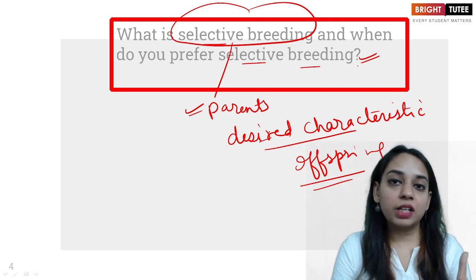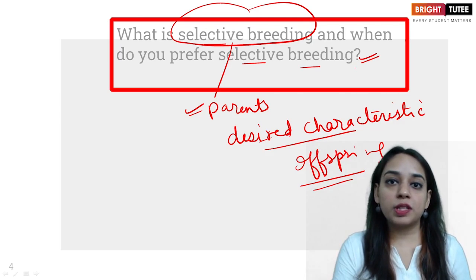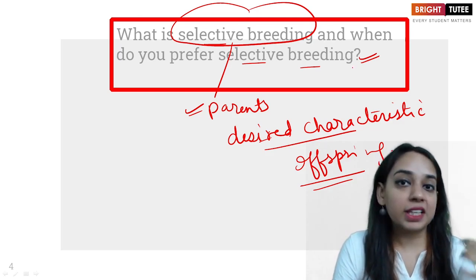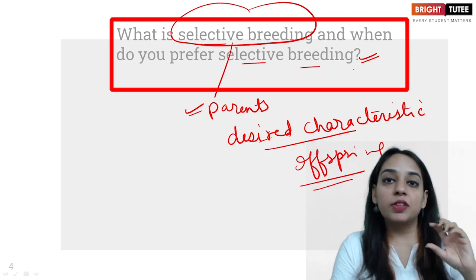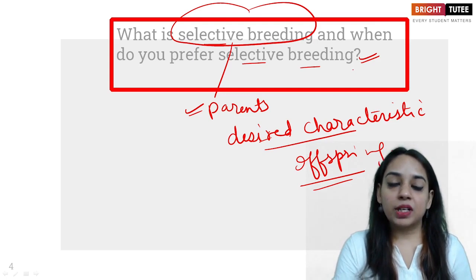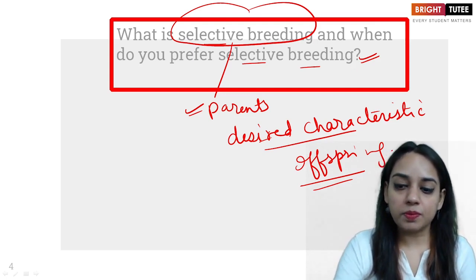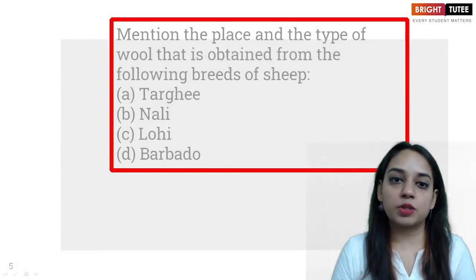And when do we do selective breeding? We do selective breeding when we require certain special characteristics. Suppose we require coarse wool for making carpet or something like that. So guys, we will select the parents which have thick, coarse fur on their body. Okay guys, is that clear? Like camel. Okay. So I hope selective breeding is clear to you. Let's move to the next question.